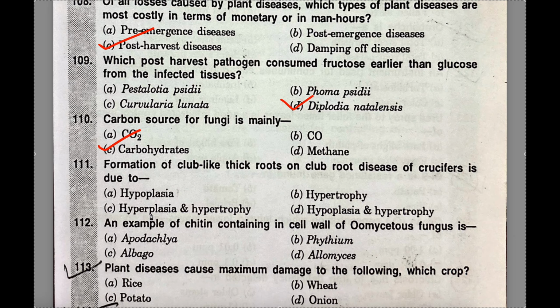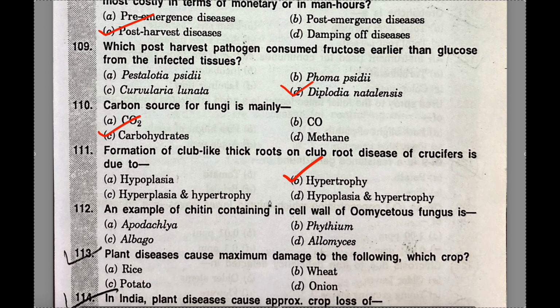111. Formation of club-like thick roots on club root disease of crucifers is due to hypoplasia, hypertrophy, hyperplasia and hypertrophy, or hypoplasia and hypertrophy. See, these two look same, but this is hyperplasia. For D, it is hypoplasia and hypertrophy. So the answer will be neither option C or D. Answer is option B, which is only hypertrophy.